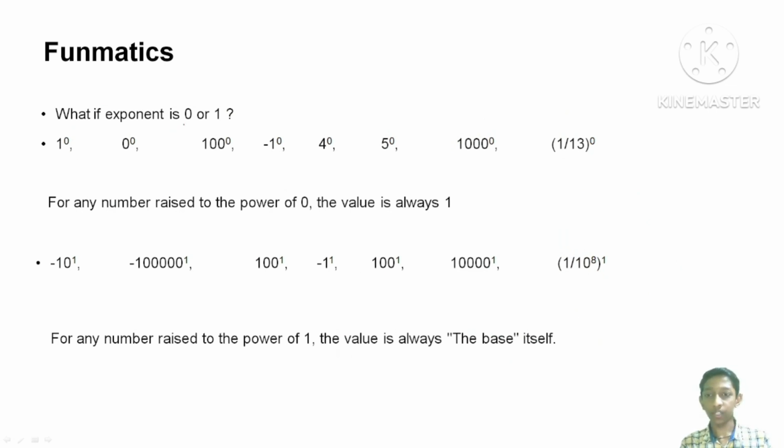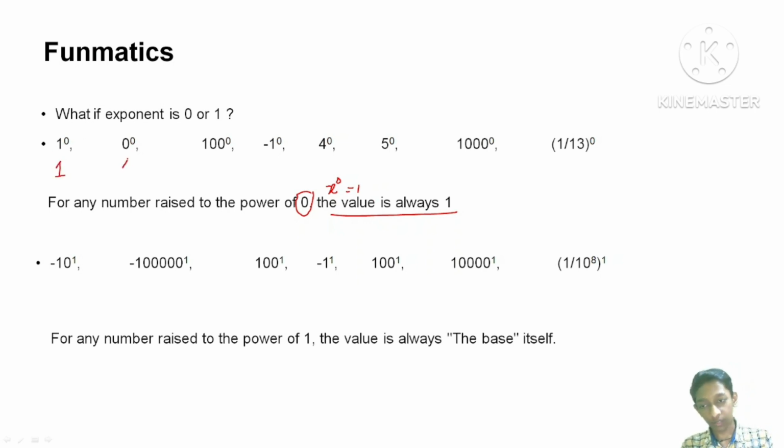What if the exponent is 0 or 1? We know when the exponent is 2, we have to multiply the base 2 times. When the exponent is 3, we have to multiply the base 3 times. But what if the exponent is 0 or 1? Any number raised to the power of 0, the value is always 1. Any number, let it be 10,000 or 1 lakh, raised to the power of 0, the answer will always be 1. 1 raised to the power of 0, the answer is 1.